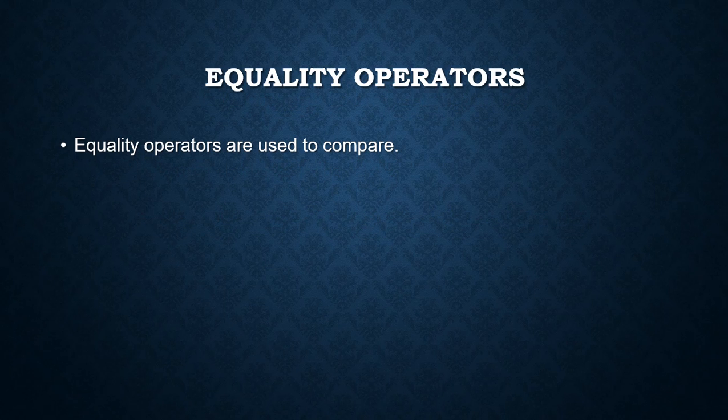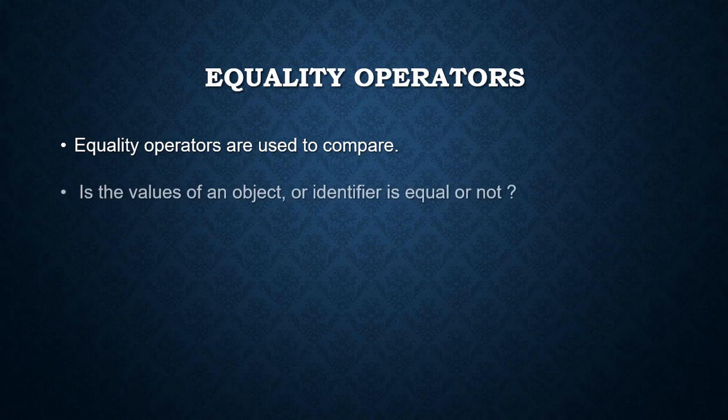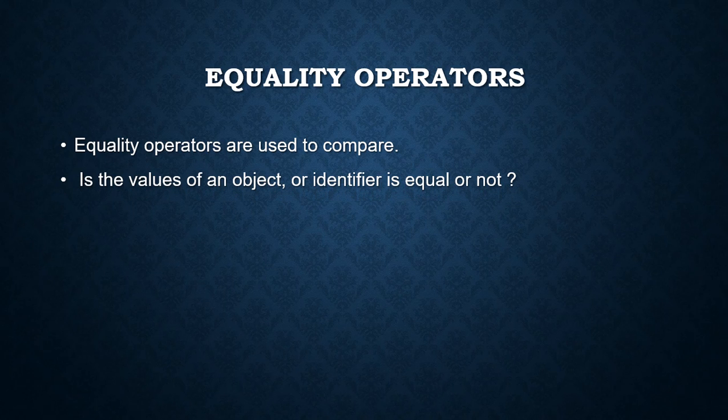So friend, the equality operator is actually used to compare whether things are equal or not. For this we use the equality operator. Is the value of an object or an identifier equal or not? For this we can use the equality operator. We can use the equality operator for any kind of data. There are two kinds of equality operators in Java: double equals and not equals. Is the thing equal, or is the thing not equal. If we have such a scenario in front of us, then we can use these two operators.